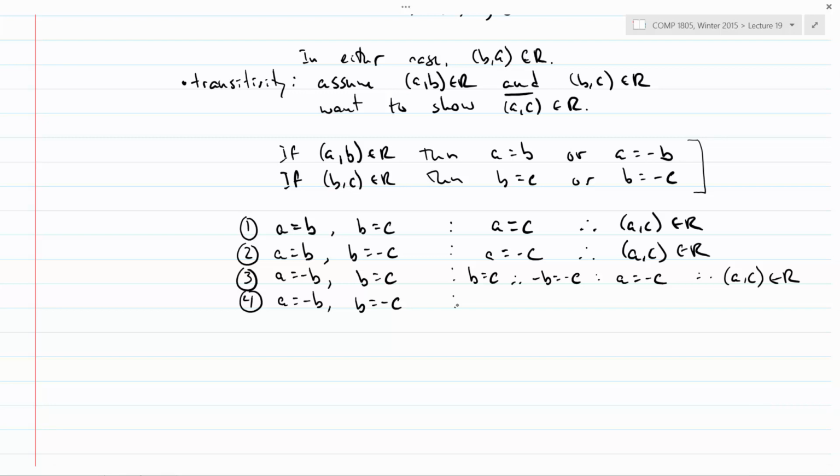Yeah, so there's a few ways to see this. The way I like to see it is to multiply the second thing through by minus 1. So if I have B equals minus C, that must mean that minus B equals C. And now I have A equals minus B equals C, therefore A equals C, and that means that AC is in R. But there's other ways to see this. So again, we've gone through all 4 cases, and no matter what case we're in, we arrived at the conclusion that AC was in R.